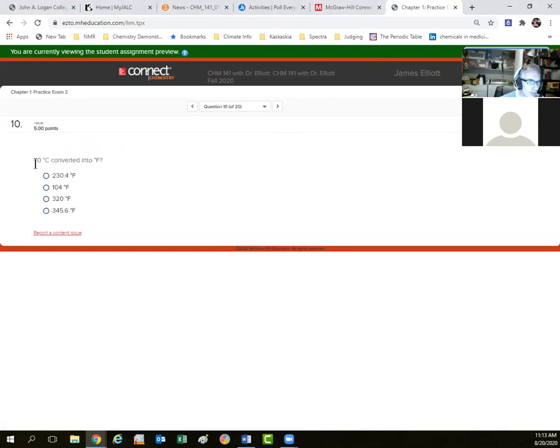10, temperature. 40 degrees Celsius converted into Fahrenheit. So we take that 40 degrees Celsius. The first thing we're going to do is multiply it by 1.8. Then add on 32. So we're almost doubling it. So that'd be somewhere around maybe 76 or so. Add on the 32. So just a little bit over 100. The 104 is the only one which is even remotely close.